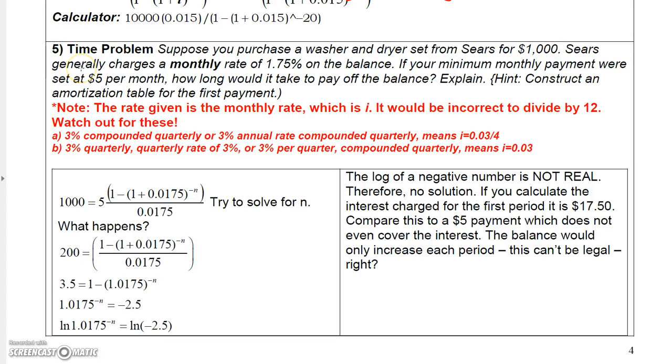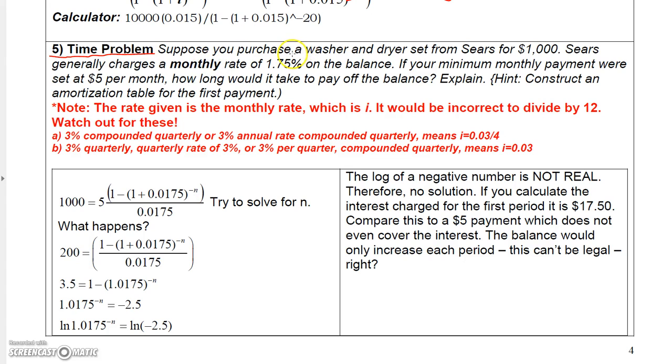Okay, this is the second video for present value annuities, finite math. I want to look at a time problem now, but I'm going to look at kind of a strange one first because I think it's kind of funny to look at this.